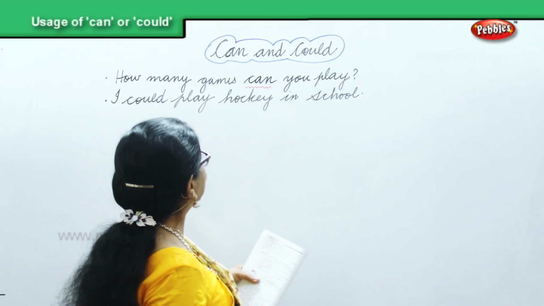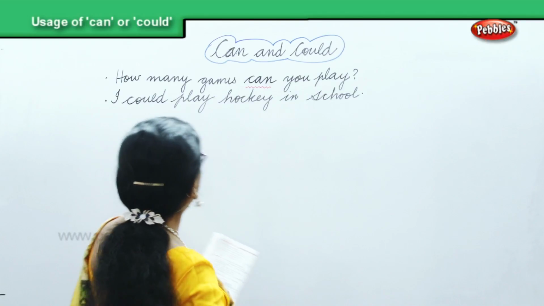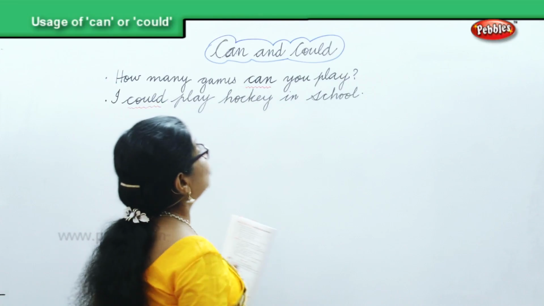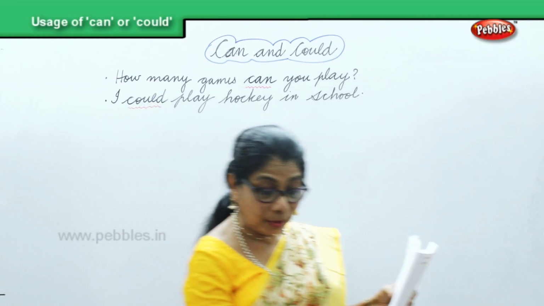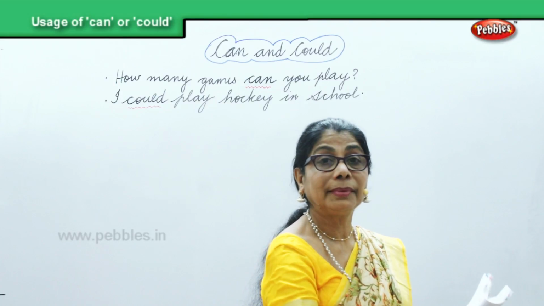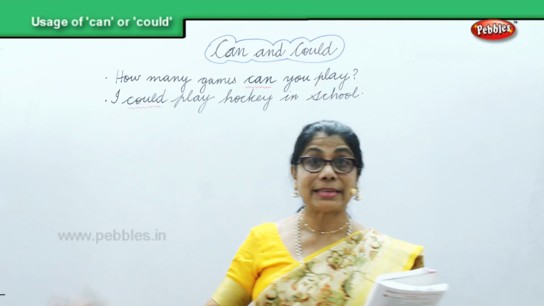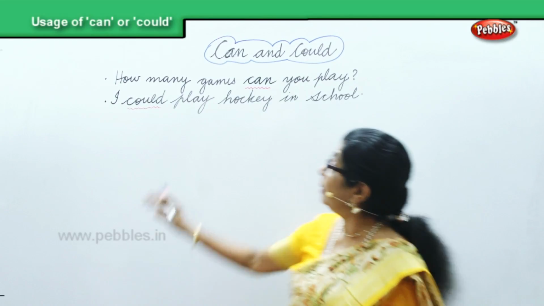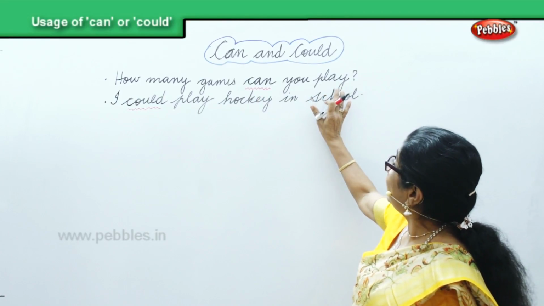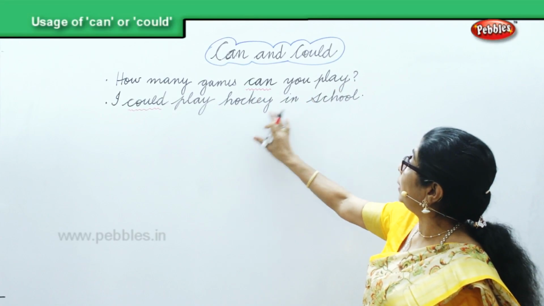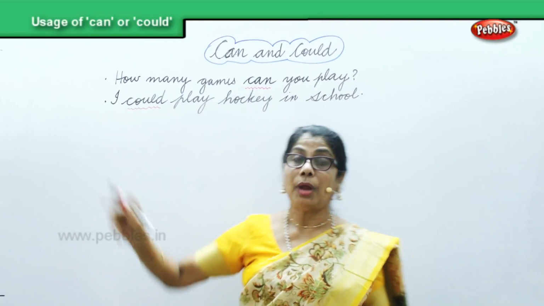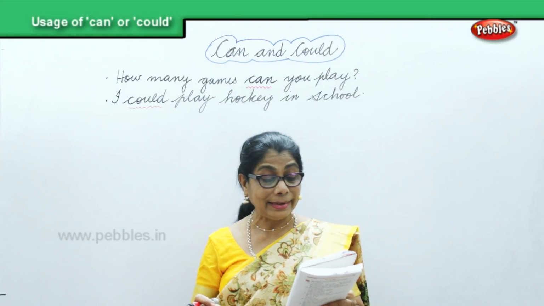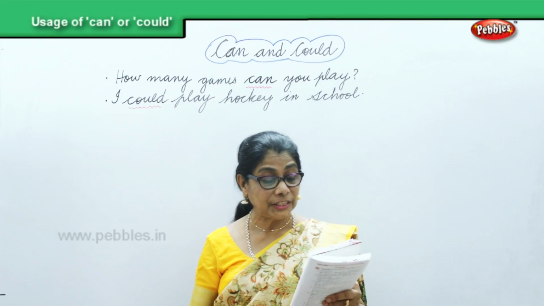Now, look at can and could. We are looking at the usage of can and could in these exercises we are doing. One, how many games can you play? I could play hockey in school. Can, could. How do we use? Now, we use can to say something is possible.